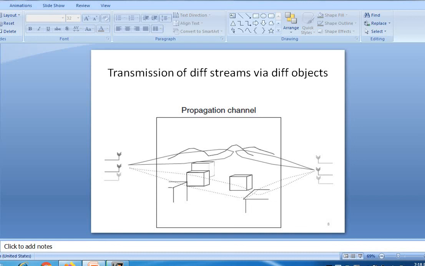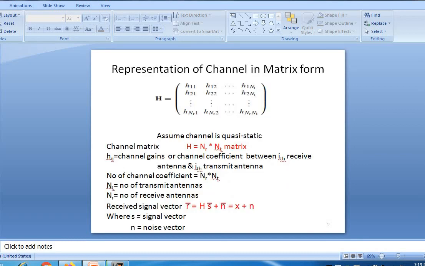This is a detailed diagram of the transmission of different streams of data via different objects. These buildings are called interacting objects. The signals from the antenna may or may not reach the building. Sometimes they will be reflected, sometimes they will travel in a line-of-sight path, and they can be received by the antennas present at the receiver portion.